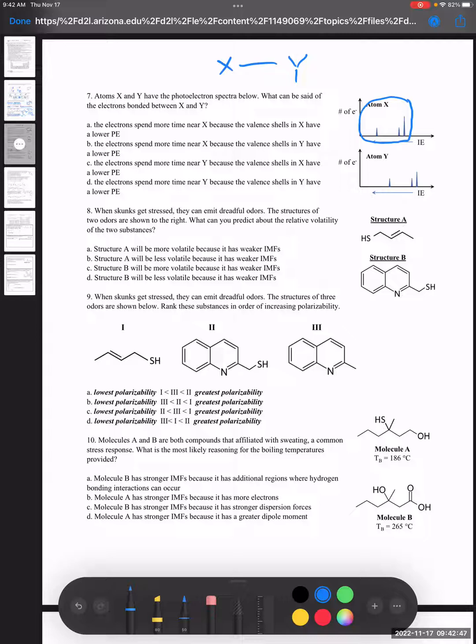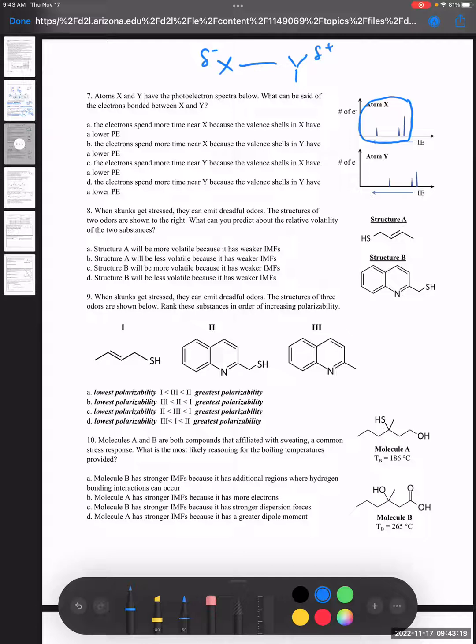Therefore, that means we have a lower potential energy there, because electrons are strongly attracted to the X nucleus compared to the Y nucleus, and that's why we have a higher ionization energy. That means higher energy to remove electrons in X compared to Y. As a result, when the bond is formed, the bonding electrons will spend more time around X rather than Y. In other words, X is going to be more electronegative than Y. So X will be partially negative, Y will be partially positive.